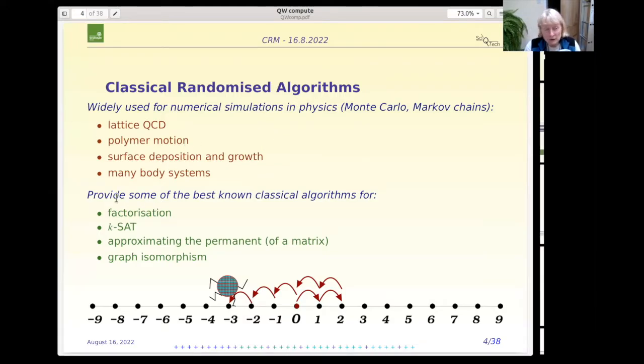And then you look in computer science and you'll find that the best classical factorization algorithm is a randomized algorithm. Satisfiability problems, approximating the permanent of a matrix, and graph isomorphism, which we have heard quite a lot of talks on. Again, the best classical algorithms are, in a sense, randomized, based on classical random walks. So the computer scientists went looking to see if a quantum version of a random walk could give them better quantum versions of algorithms for any of these important problems.